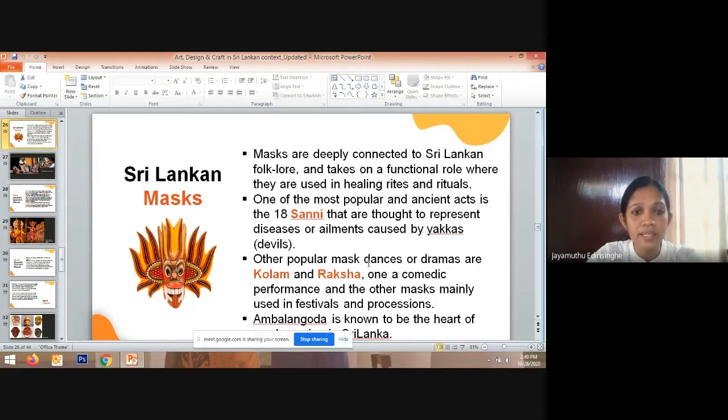And another type of mask we have is the Raksha mask. Those are also different from the rest. I'll show some examples, then it will be clearer to you all. There are even mask dances and Pohola masks that were used for dramas, which are performed in a different way, not like in Sanni masks. I'll show some examples.